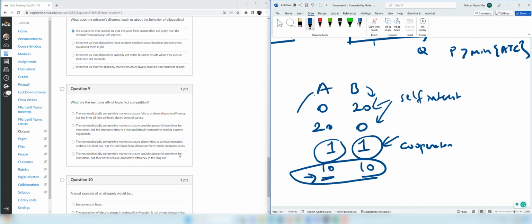So in imperfect competition, the monopolistically competitive market structure provides powerful incentives for innovation because you want to differentiate and provide a better product, but they never achieve productive efficiency in the long run. They are not achieving productive efficiency because price is not equal to minimum of ATC. So how does the cost of production increase? It increases because of advertising, creating a new brand, and differentiating your product. You actually need to reach a point where your price is not equal to minimum of ATC. So that creates a problem.